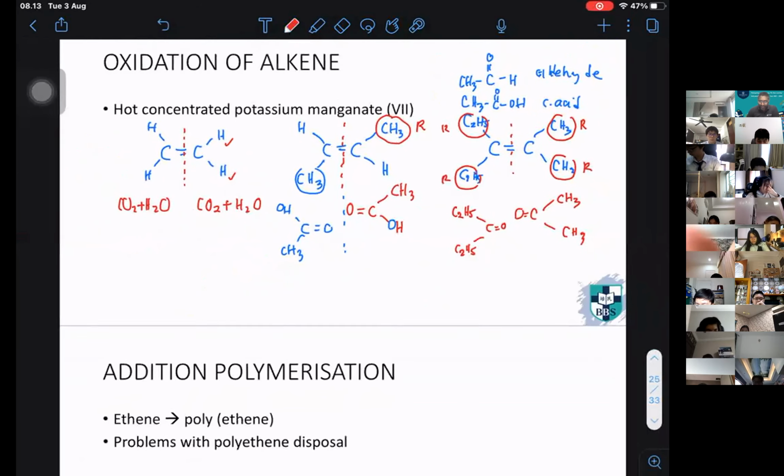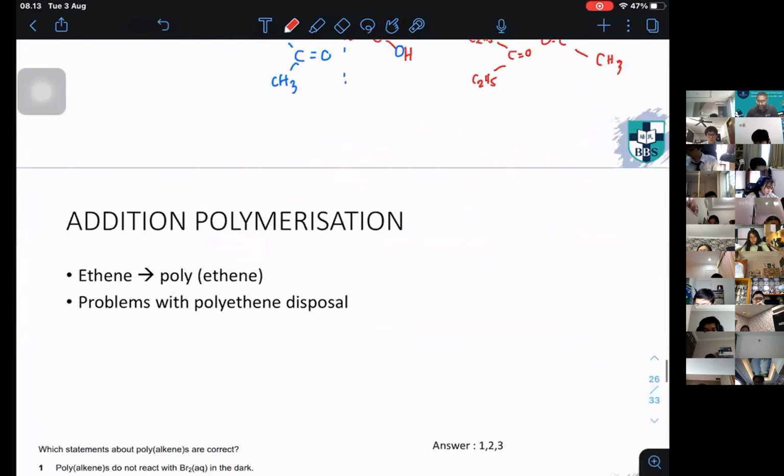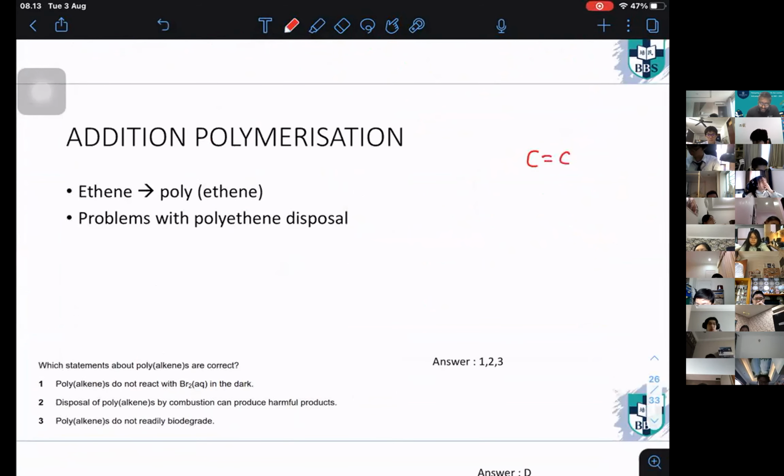So if you have situations like, for example, if I have a C double bond like this, and I have CH3, and I have C2H5, and I have CH3, and they say I am going to oxidize this using hot concentrated potassium manganate, what are the products that I will get? There are going to be multiple products. In order to do that, you separate this first, left and right. Here you have 1 R group and 1 H. So first you are going to get CH3CHO.